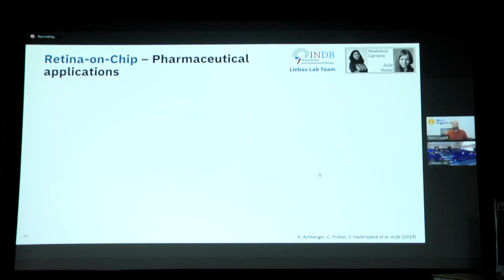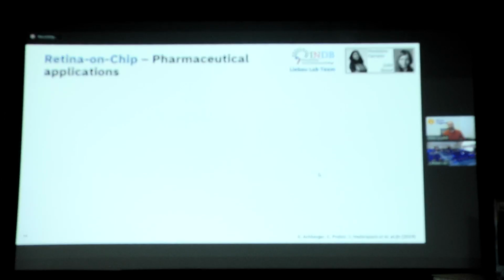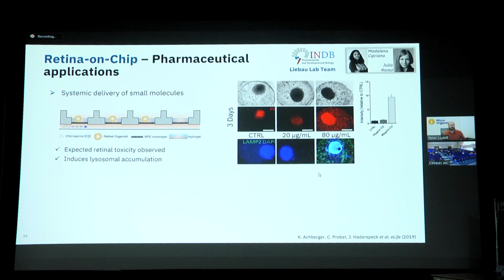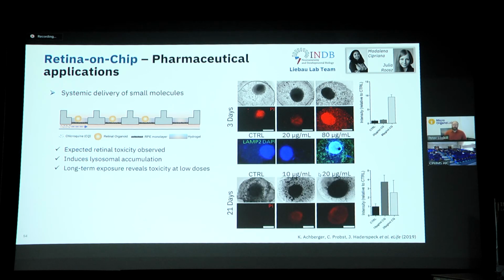And then based on that, we went to some pharmaceutical applications. The first one was rather simple. So we used the systemic delivery of a small molecule. We perfused chloroquine into the system and looked at the retinal toxicity. And we could see a retinal toxicity at high doses, and we could also see the mechanism, the lysosomal accumulation. We then did a long-term study where we looked at lower doses, and we could see that even at the lowest dose, there was already a retinal toxicity.